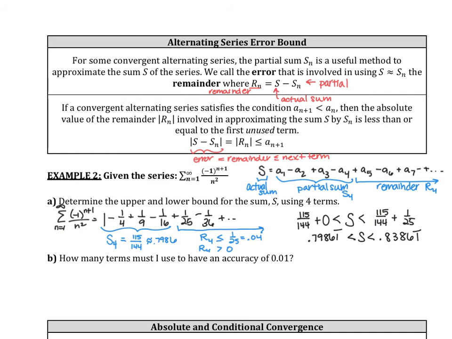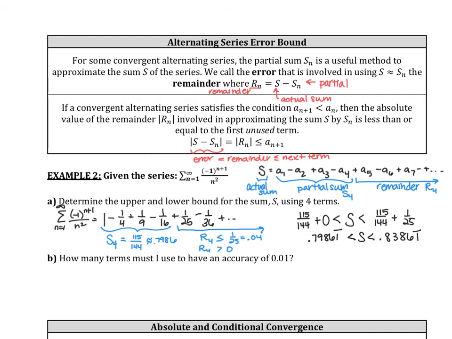Now let's think about this just a little bit. The more and more terms we use, the remainder is going to be smaller, meaning my error is going to be even smaller. So the more partial sums I use, S sub 6, S sub 10, S sub 100, I know that my error is pretty small.